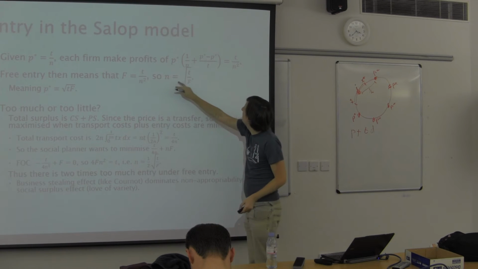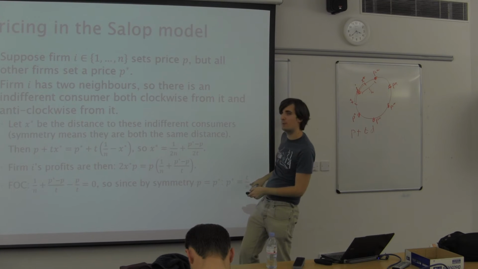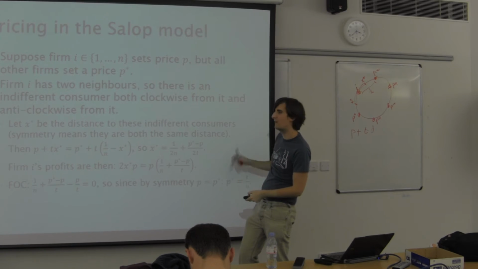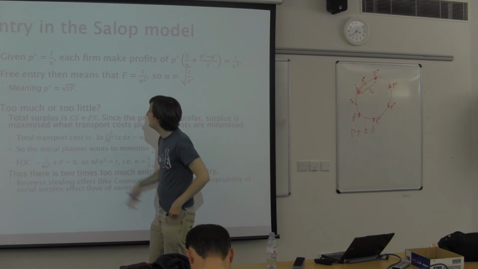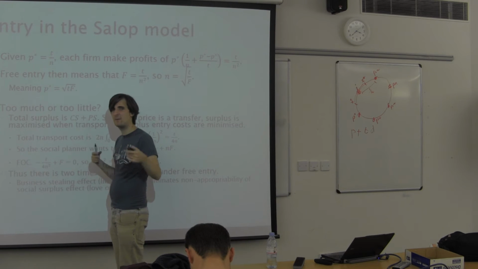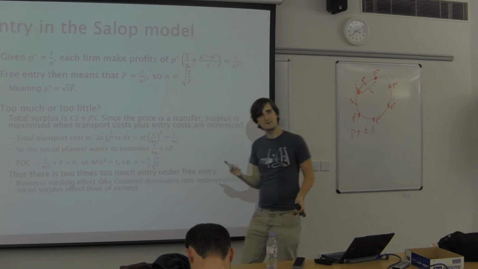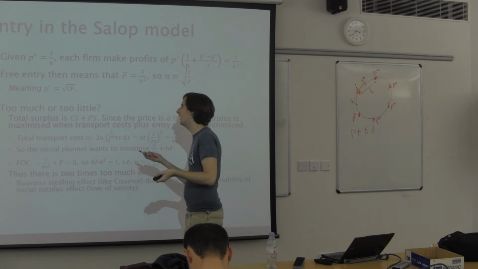And then once you know n, you can substitute that back into this expression for price, to find out what the price is. So the price is going to be the square root of T. So the higher the cost of entry is, the higher the price is. That makes sense. If it costs a lot to enter the industry, not many firms enter, you don't have much competition, price is high.